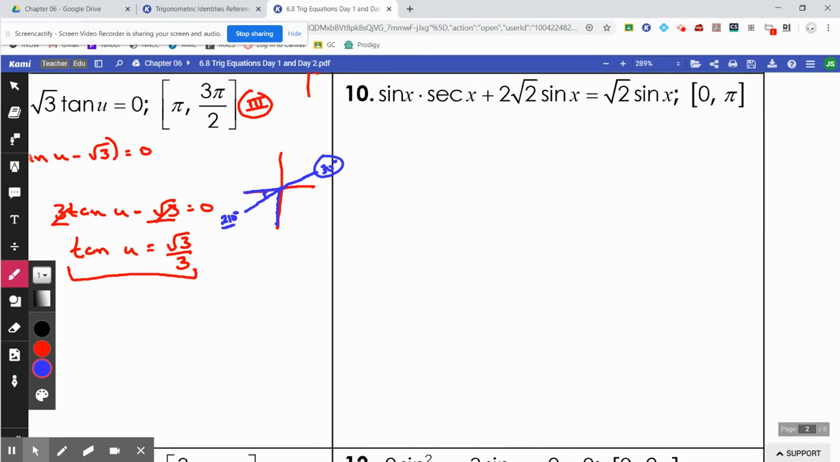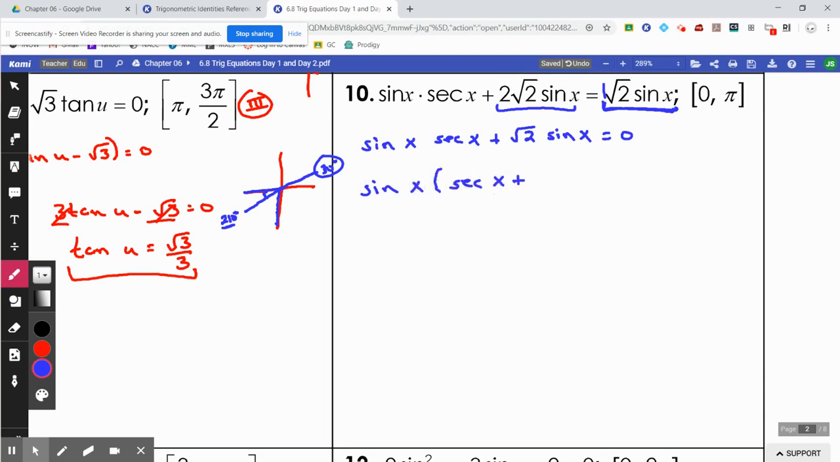Looks like we have three terms here. All three terms contain a sine, so we can combine any like terms that we do have. These can be combined because of the 2 root 2 and the root 2. So let's move it over. So you have the sine of x times the secant of x, plus when you subtract this root 2, that's 1 root 2, subtract from the 2 root 2, and you're left with a 1 root 2 sine x is equal to nothing. Factor your sine x out of each term. So you have sine x times the secant of x plus the square root of 2 is equal to 0.